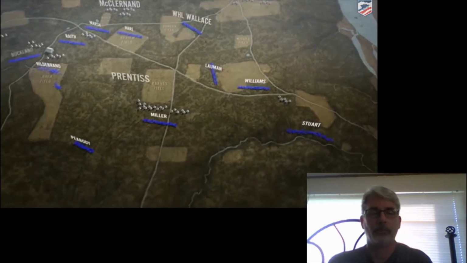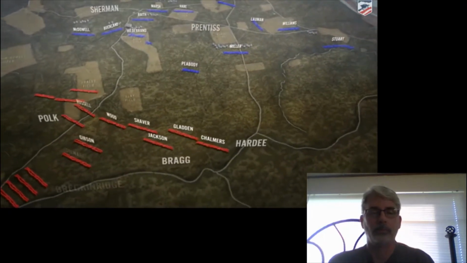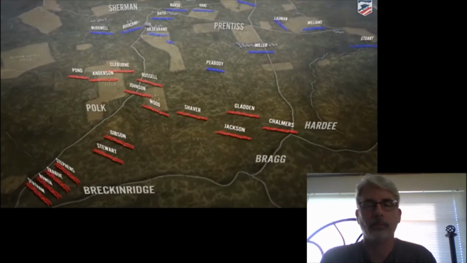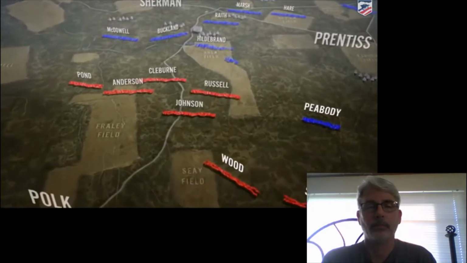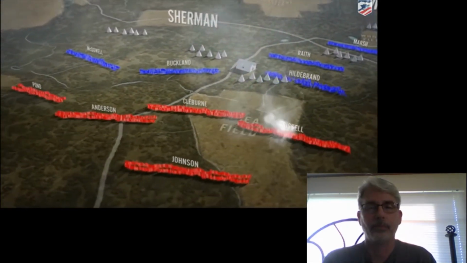Johnston's intent is to turn Grant's left flank away from the lifeline at Pittsburgh Landing. But it's Grant's right that receives the first Confederate attacks, as William Hardee's brigades advance on the camps of William Sherman's division.